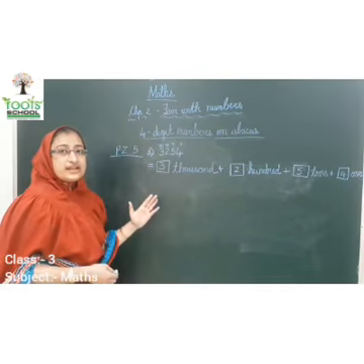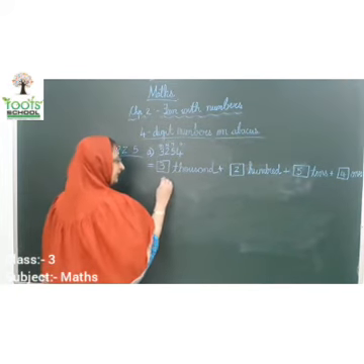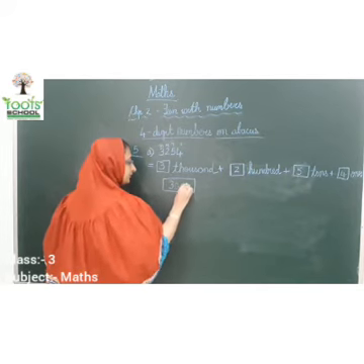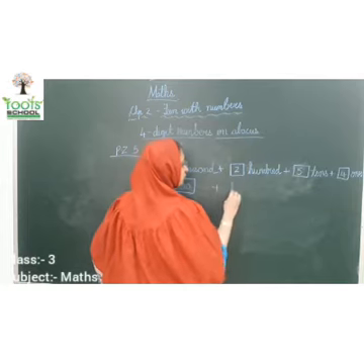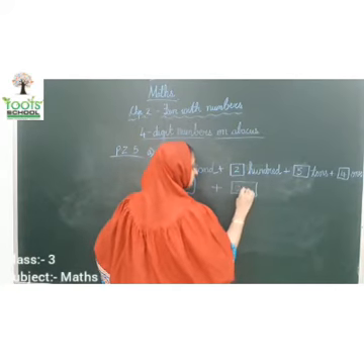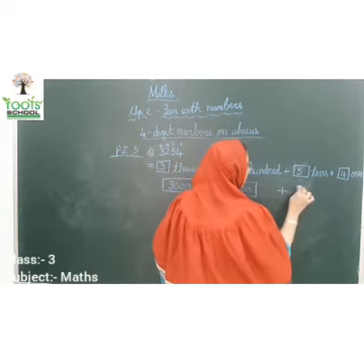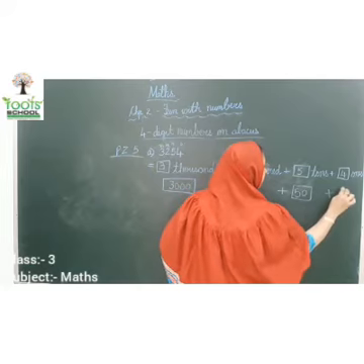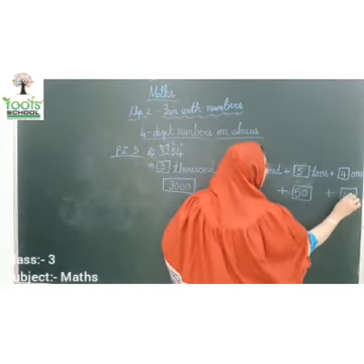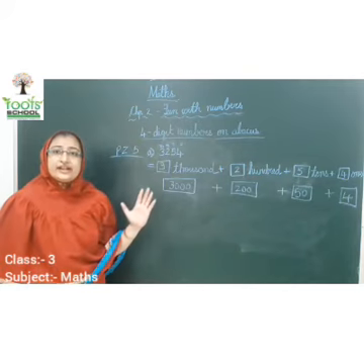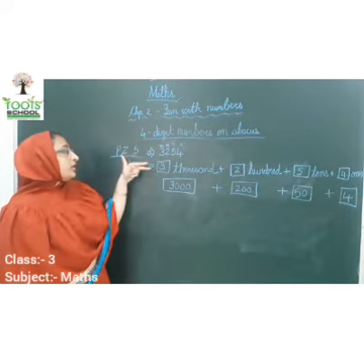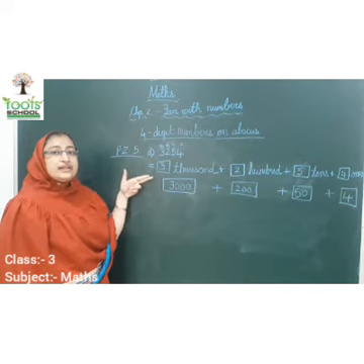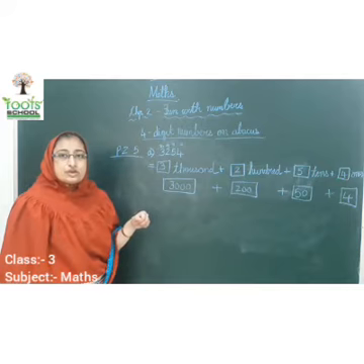Now how are you going to write it? Yes, 3000 plus 200 plus 5 tens and plus 4 ones. So kids, you got it how you have to write the expanded form? You have to write like this. First you have to write the number, then you have to solve it in this manner in your maths copy.